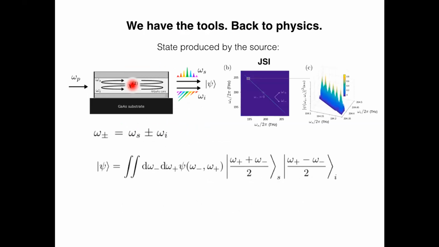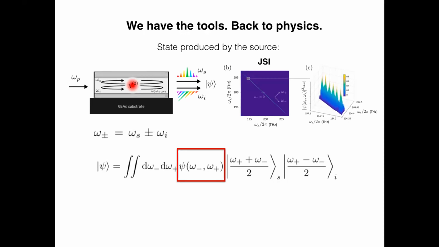We have our box here, and we introduce some new variables. So what goes out of the box? I'm going to change variables and use the sum of the frequencies of the signal and idler photons, and the difference of the frequencies. And then we know, physicists, that the state that goes out of this box is given by this wave function that involves both omega minus and omega plus, and then the signal and idler frequencies can be written like this. The goal here is to find out what this wave function looks like, which can be done by other experiments and simulating the system.